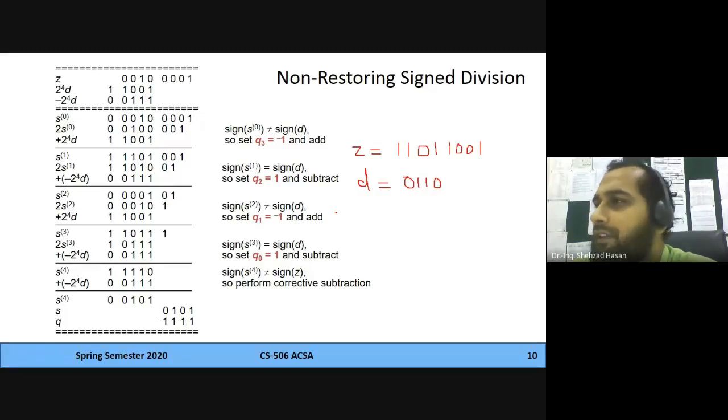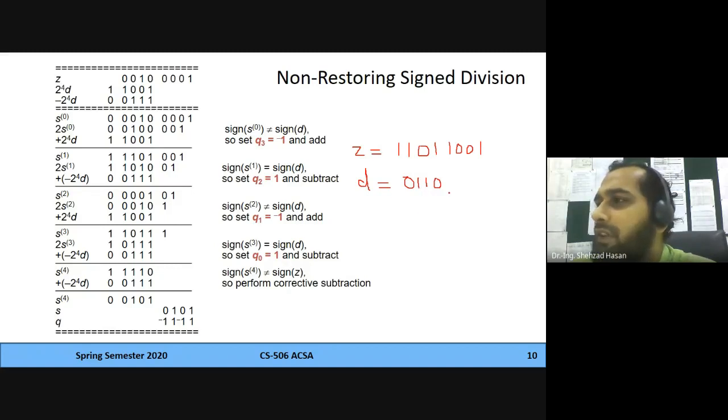This is a dividend, this is a divisor. Let's try divider. The first thing that we have to check is whether there is an overflow or not. If there is an overflow, we're going to stop over there. Now, since these are negative numbers in overflow, our rule also changes, that we are talking about the magnitude. So we are going to talk about the magnitude of these numbers.